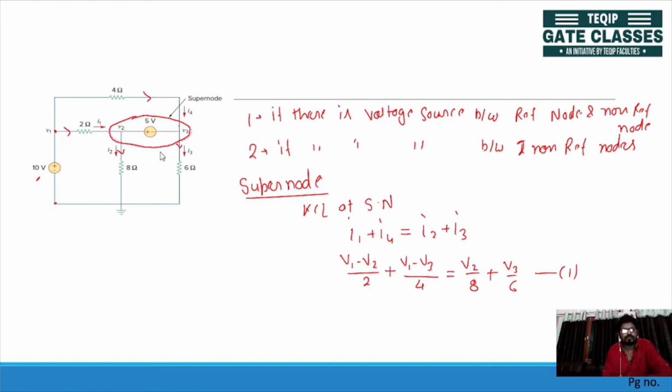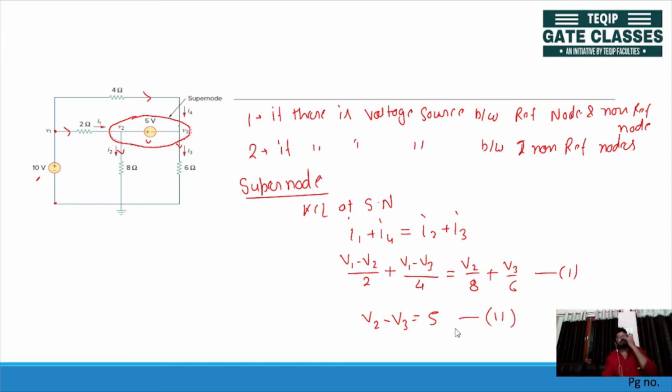So now you have only one equation, that is KCL at the supernode, but you have two variables, V2 and V3, so you need two equations. One equation you can write directly: the potential difference between V2 and V3 is given directly, that is 5 volt. So you can write V2 minus V3 is equal to 5. According to the polarity, V2 is at the positive side, V3 is at the negative side, so V2 minus V3 is equal to 5. This is your second equation.